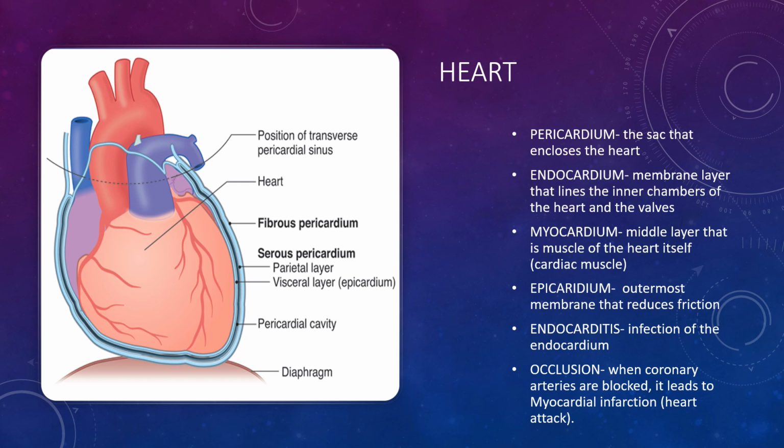So the next one is occlusion, or when coronary arteries are blocked, it leads to myocardial infarction. It is similar to ischemia, a condition in which blood flow is restricted in a part of the body. Usually, when it happens, it causes a decrease in the oxygen supply and the delivery of nutrients, causing the tissues there to die, which leads to what we call a heart attack. So if it happens in the heart, it will cause a heart attack.